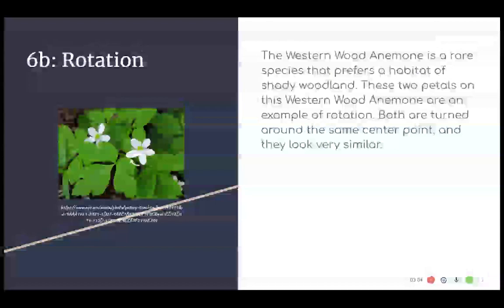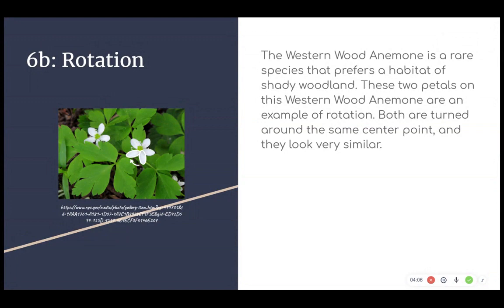The western wood anemone is a rare species that prefers a habitat of shady woodland. These 2 petals on this western wood anemone are an example of rotation. Both are turned around the same center point and they look very similar.